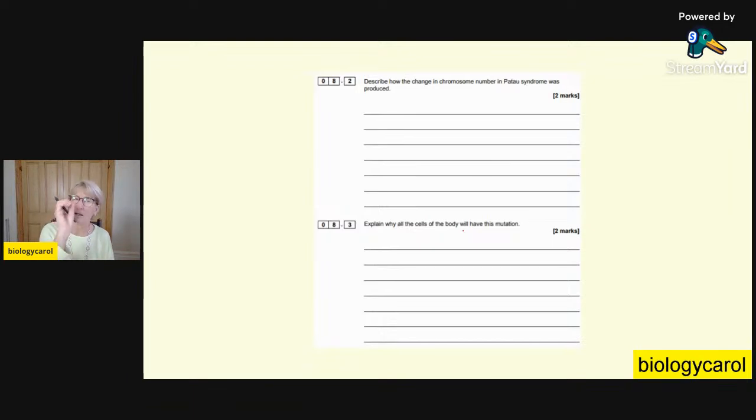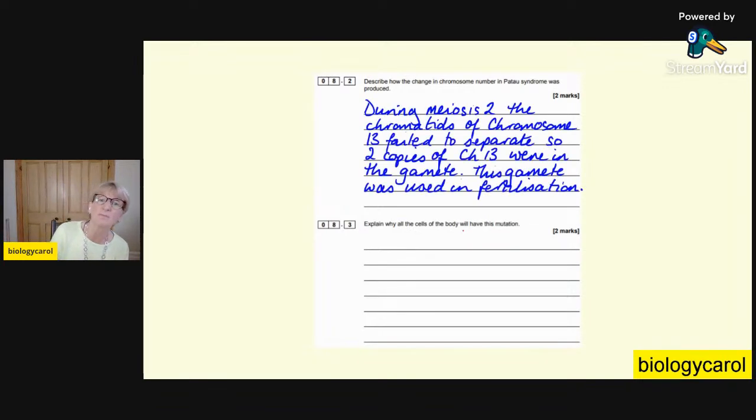So in meiosis II, one gamete ended up with 2 chromosome 13s, as well as 1 copy of all the others, and the other gamete ended up with no copies of chromosome 13, as well as 1 copy of all the others. So this is what I wrote. And that this gamete, the one with 2, was used in fertilization. Here's the mark scheme. They weren't interested in this last comment, even though I thought it was a reasonable comment to say for this question. I got the 2 marks.